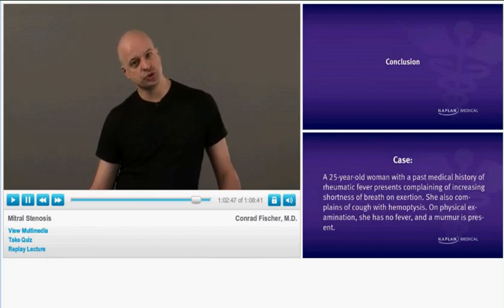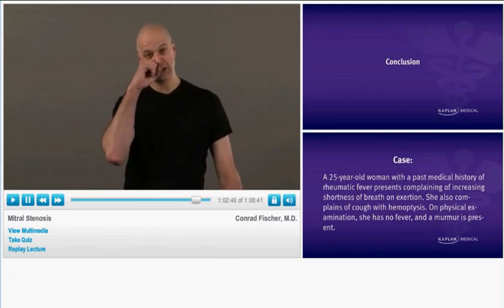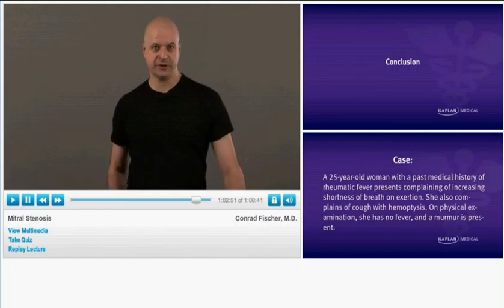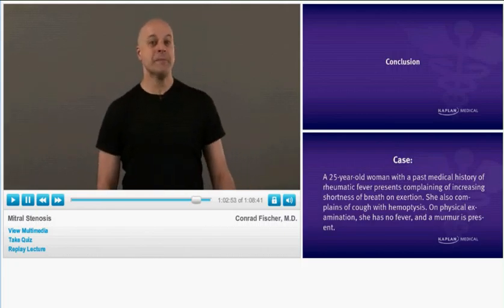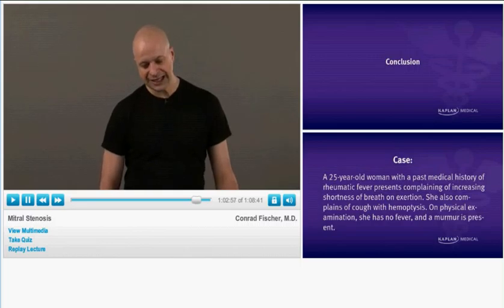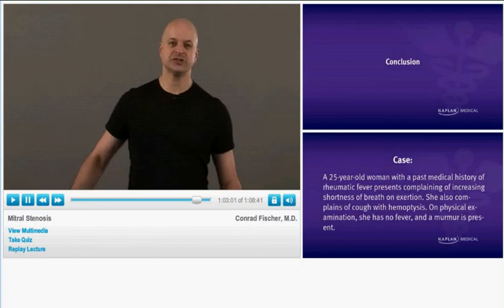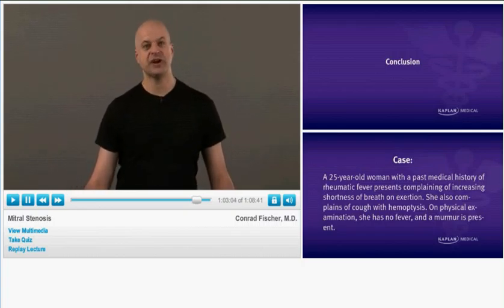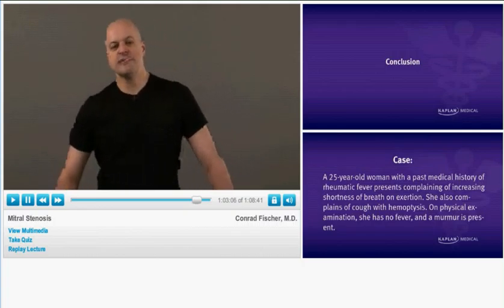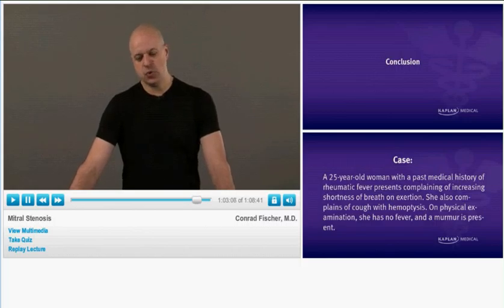You can't balloon aortic valves too well because the mechanism is very different. In aortic valves, the mechanism is calcification, whereas with mitral stenosis, the mechanism is fibrosis. So the mechanism is very different, and that's why we can balloon the mitrals.